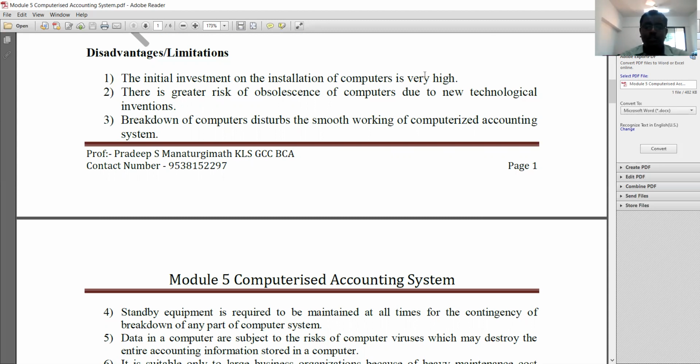Another important drawback, which you might have faced n number of times, is that sometimes these systems get hanged. That disturbs the smooth working of the accounting system. So, breakdown of computers. Sometimes there will be a problem with software, sometimes a problem with hardware, and sometimes we will not get proper internet facilities. So breakdowns and disturbances in devices will negatively affect this computerized accounting system.